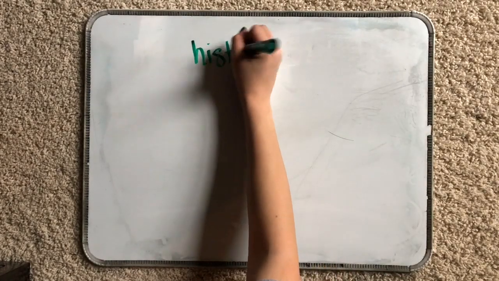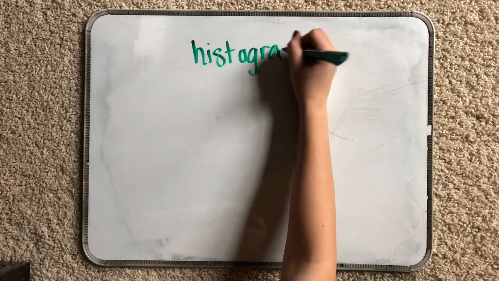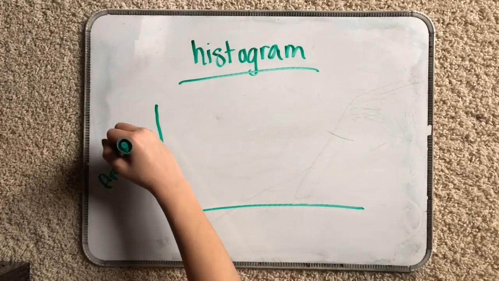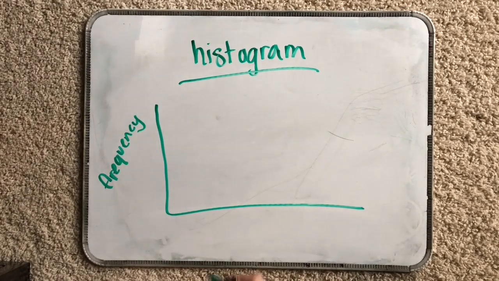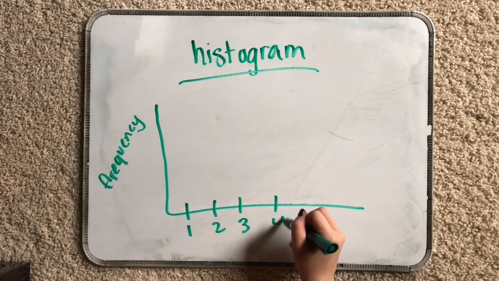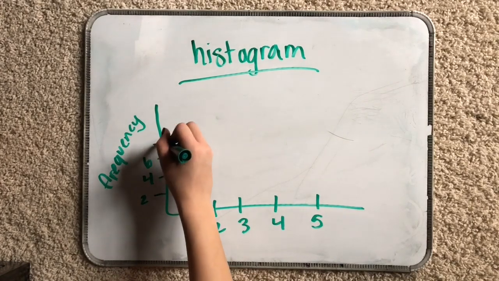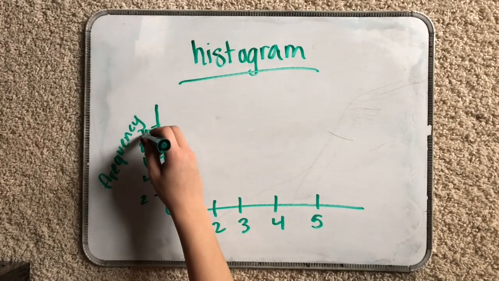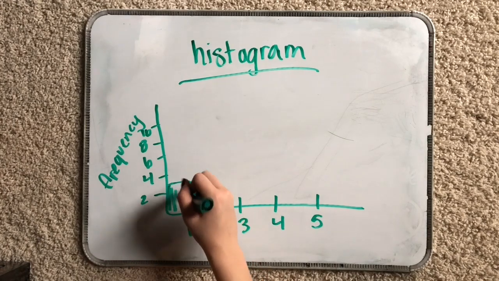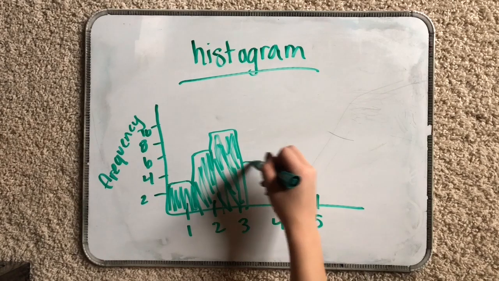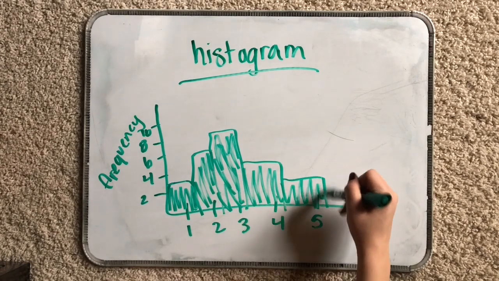The next way you can display your data is with a histogram. A histogram has two axes. One is for frequency and one is for the numbers. You would just fill up the bar to as many ones as you had, as many twos as you had, and then you would fill it in. The bars actually touch on this one, which is what makes it a histogram.